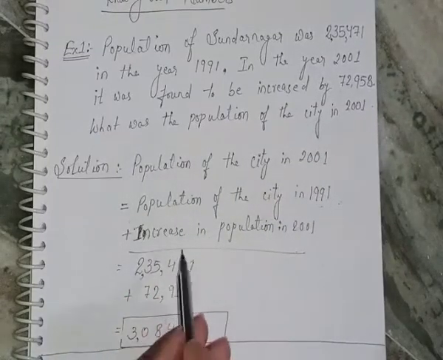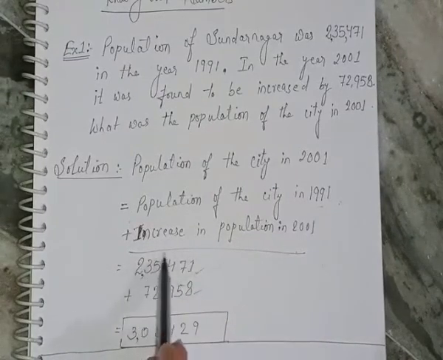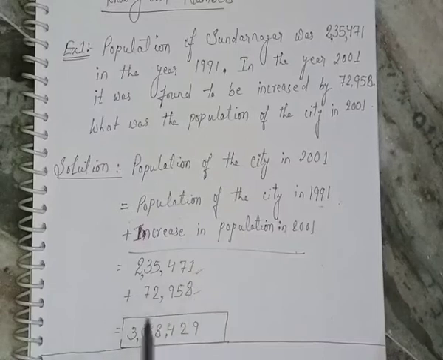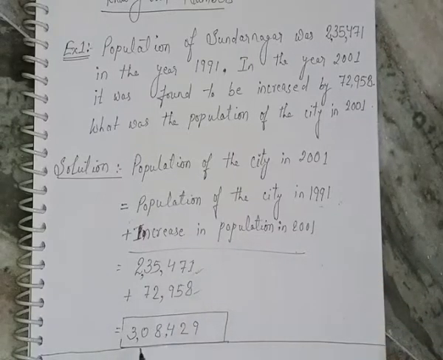So we will add these populations: this is the population in 1991 and this is the increase in 2001. The resultant population will be 3,08,429. So this is the population in 2001. I hope you understand example number 1.